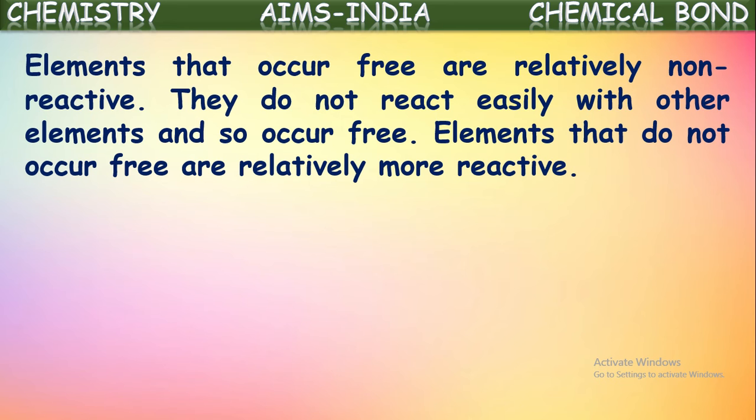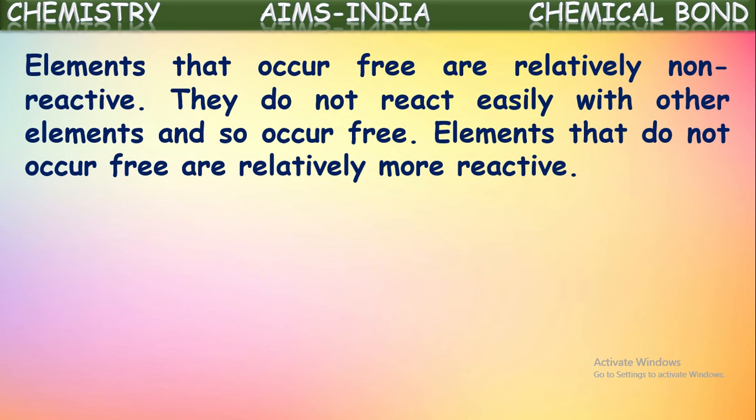Some elements occur in the free state in nature. Those elements are said to be less reactive or least reactive. They do not combine with other chemicals and they do not even combine among themselves. That is why they occur in the free form in nature.